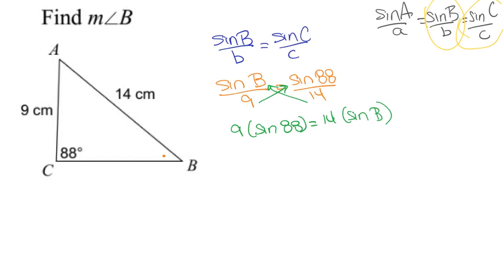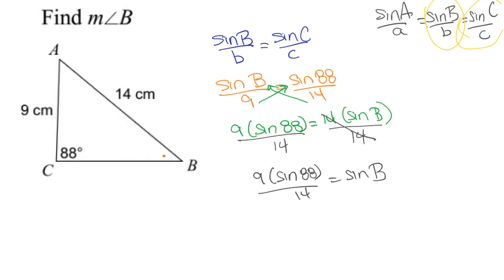Following so far? All right. My ultimate goal is to find out what angle B is. So I need to start getting rid of some of the stuff on this right-hand side. The first thing I'm going to get rid of is 14. This is 14 times the sine of B. So I can divide both sides by 14. And 14 over 14 is 1, that's going to cancel those out. So I'm now down to 9 times the sine of 88 over 14 equals the sine of B.